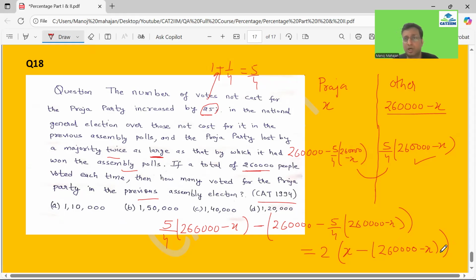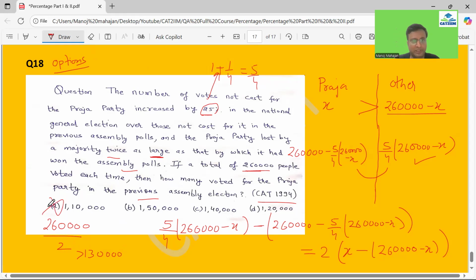So out here, what you're going to do is you're going to use the option-based approach. So let's see what is the option-based approach. See, one thing is that this x has to be more than this value, right? Because the Praja Party has won. So just do a simple stuff out here, 2,60,000. So of course, the Praja Party would have got more than 1,30,000 for sure, because it won the previous one.